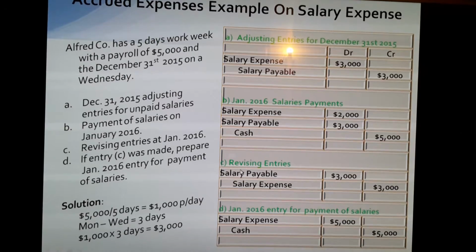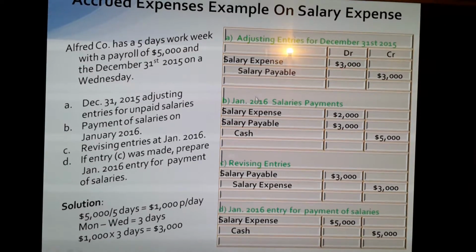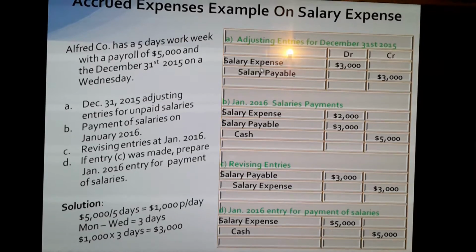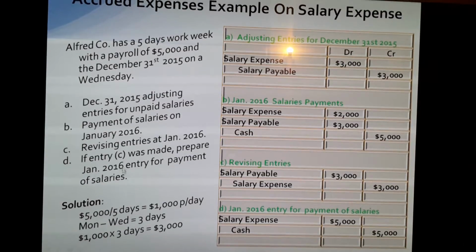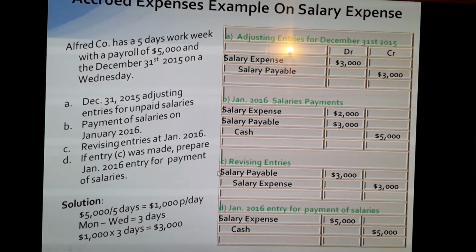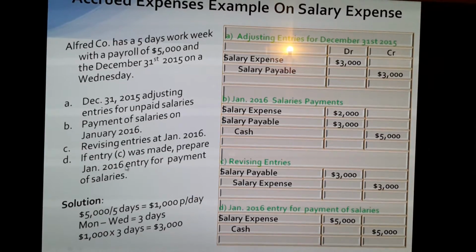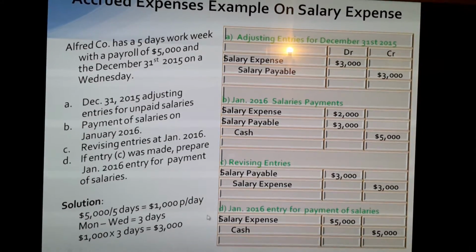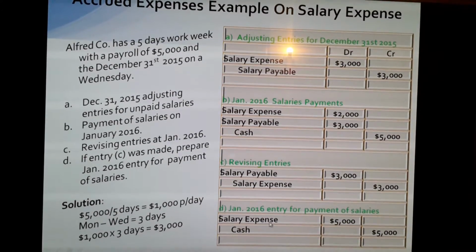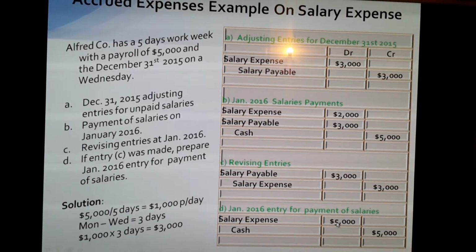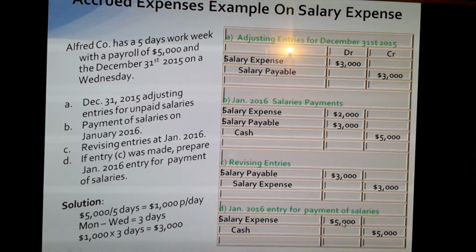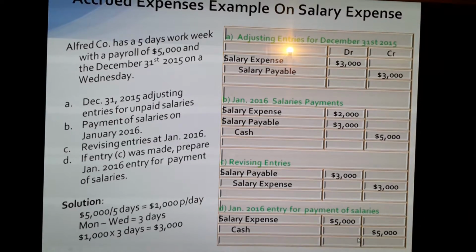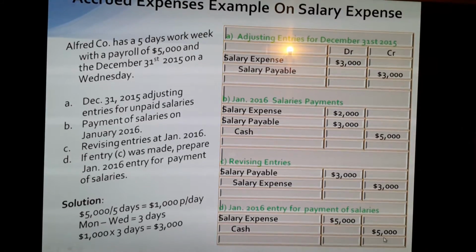The C, revising entry. So if you are doing revising entry, you are going to revise this over here. And the D, if transaction C was made, prepare a January 2016 entry for payment of salary. So if this was made, how are you going to prepare the payment of salary? The payment of salary is going to be salary expense 5,000. You're going to pay the full amount at this time. Salary expense 5,000 and cash credit 5,000. Okay, for the payment of salary.